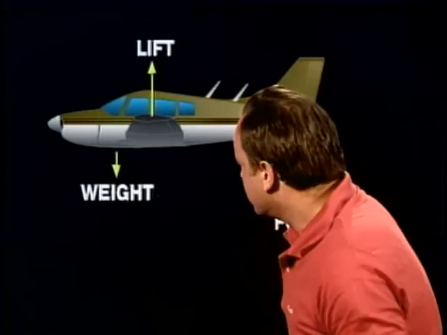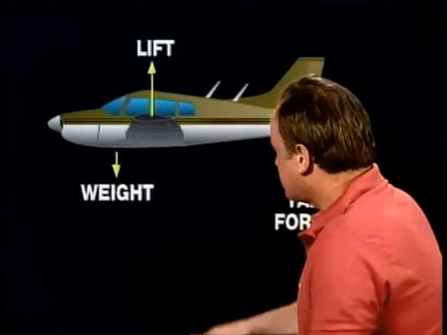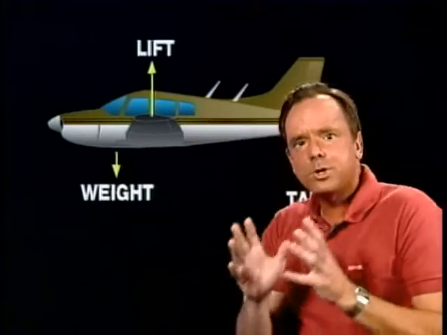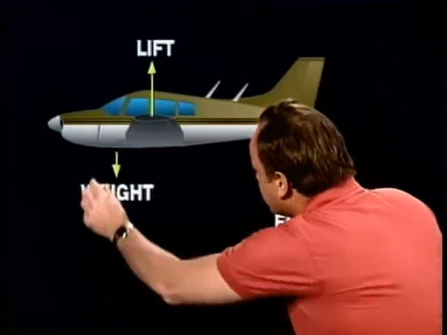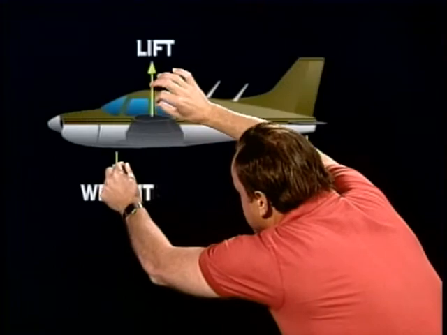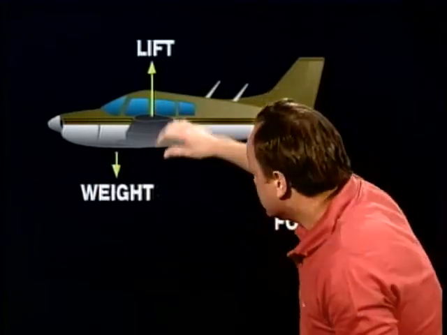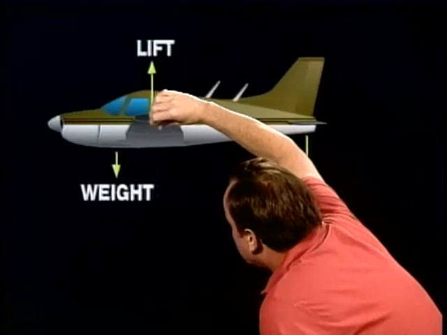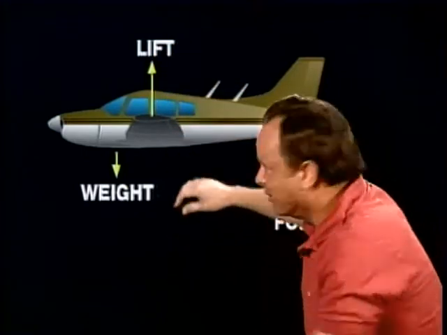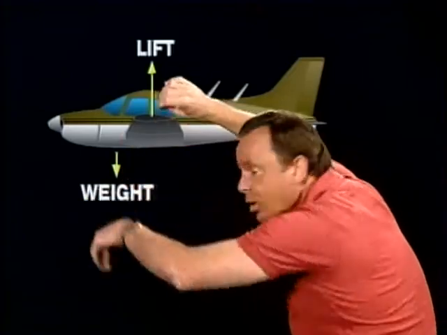The location of the center of gravity in relation to the center of lift. Let's take a look at it. Most little airplanes are designed so that the center of gravity is actually in front of the center of lift. Now watch what would happen if you pick this airplane up by a string here at the center of lift. If you pick it up by a string right here, the center of gravity is in front of the center of lift, and the airplane would nose down.